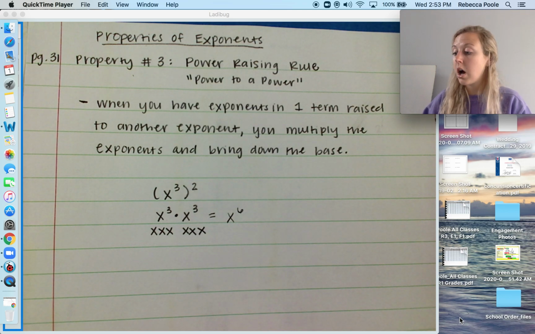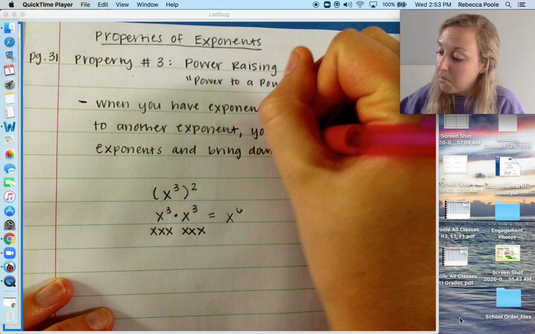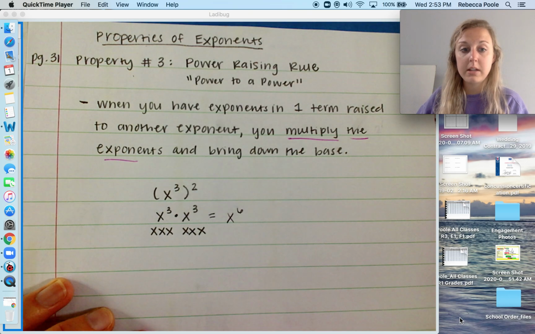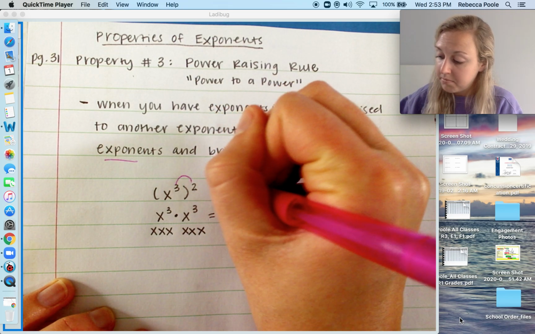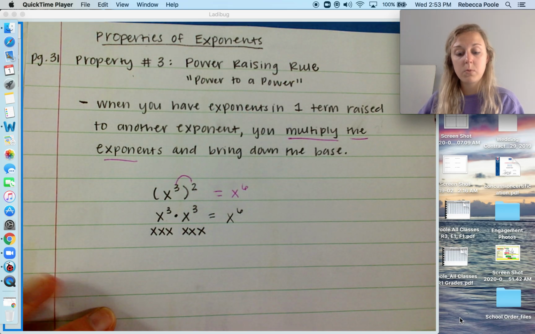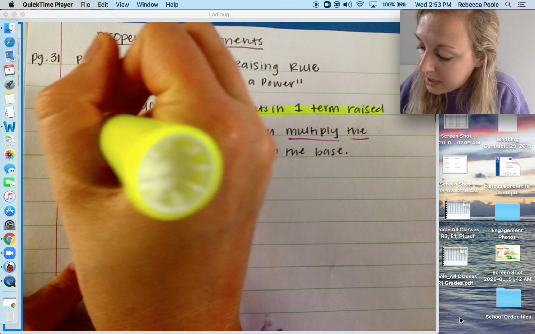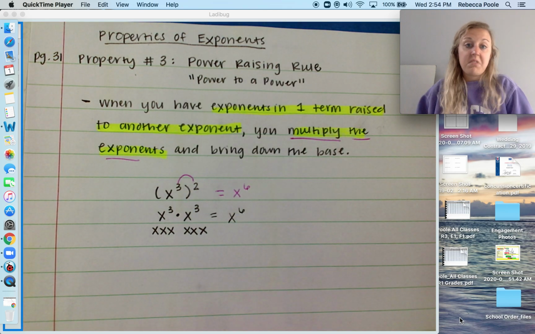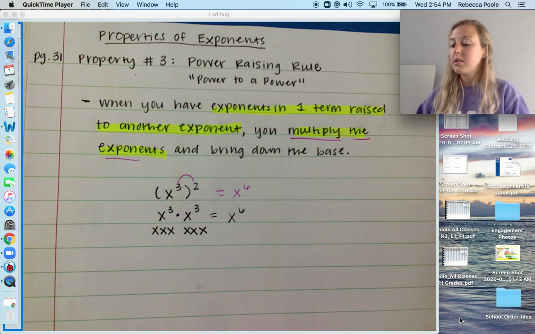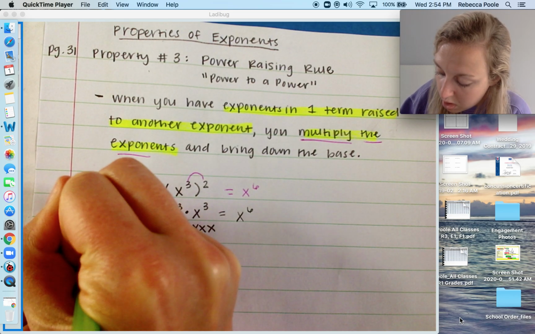Now, the shortcut for our rule up here is that we can just multiply the exponents. So 3 times 2 gives me 6. Okay? So one term raised to another exponent, you can multiply the exponents. That's all this rule says. All right? So let's do a couple examples, and then you guys are good to go to start on your classwork homework.